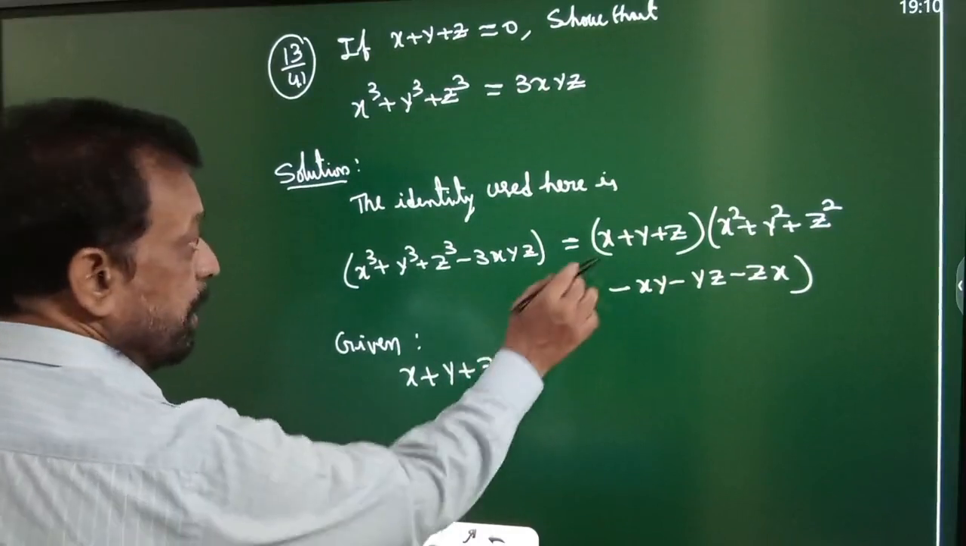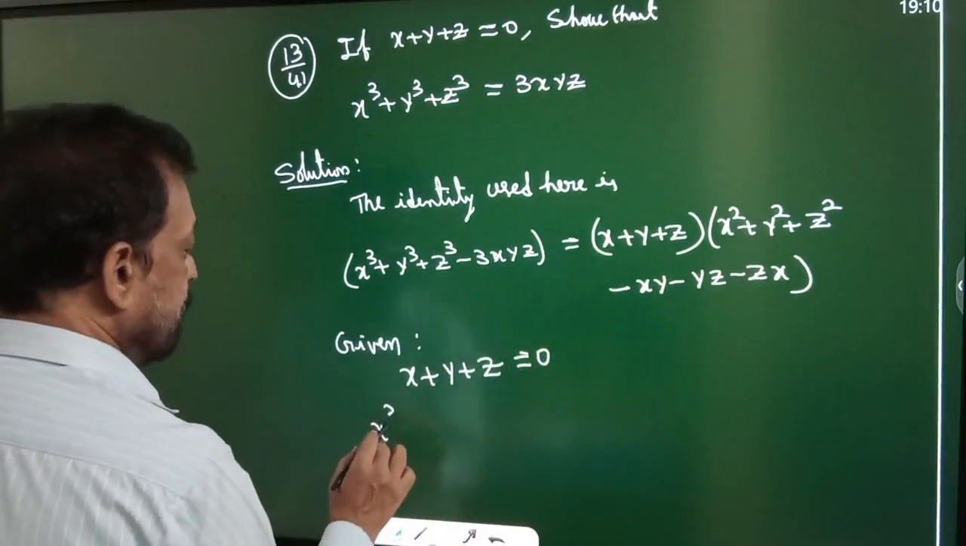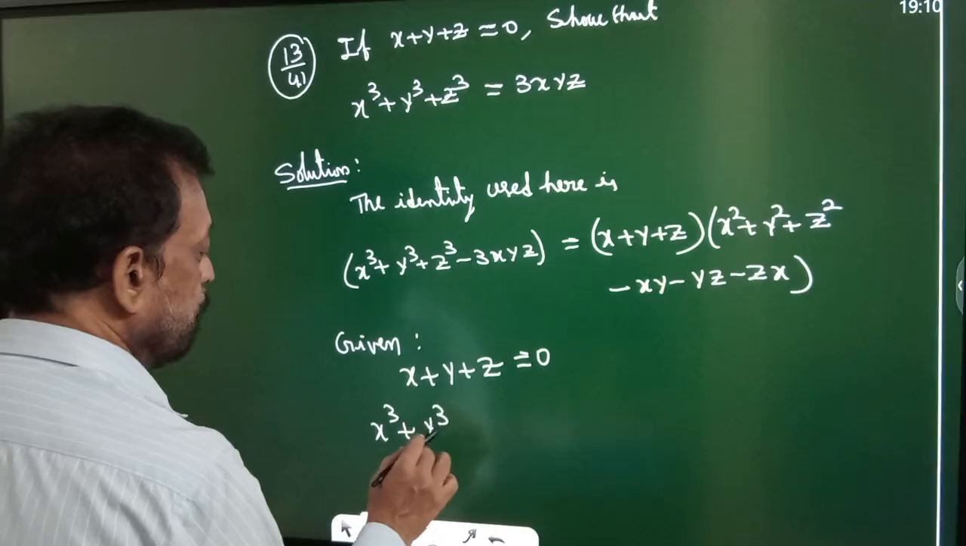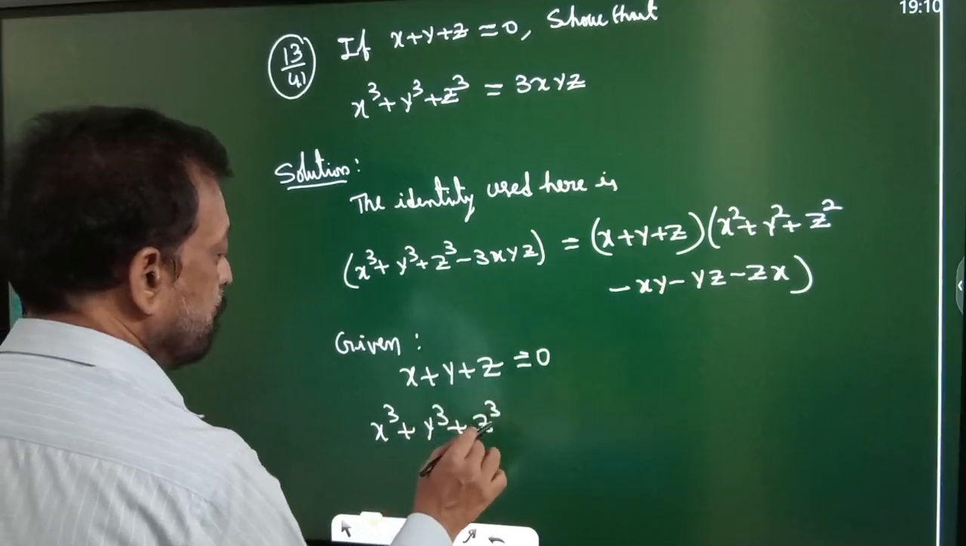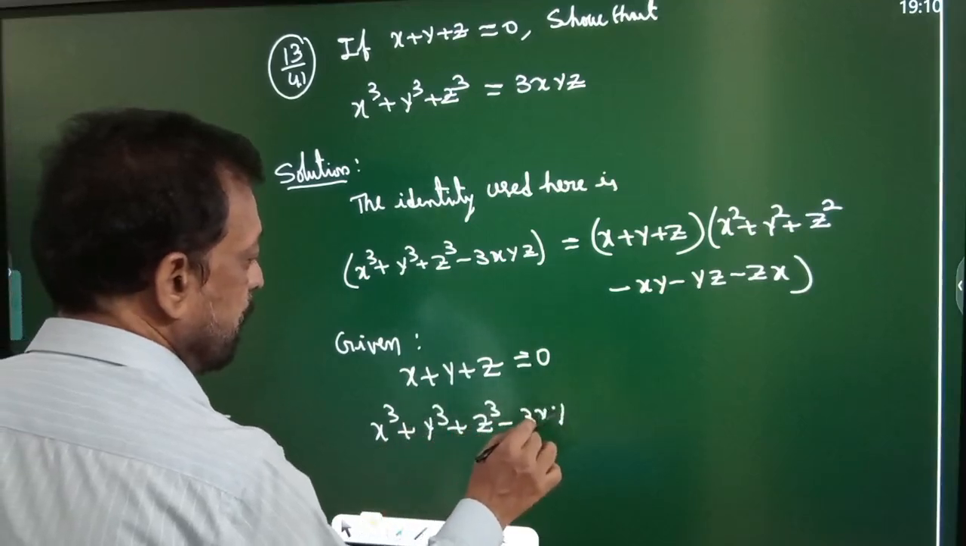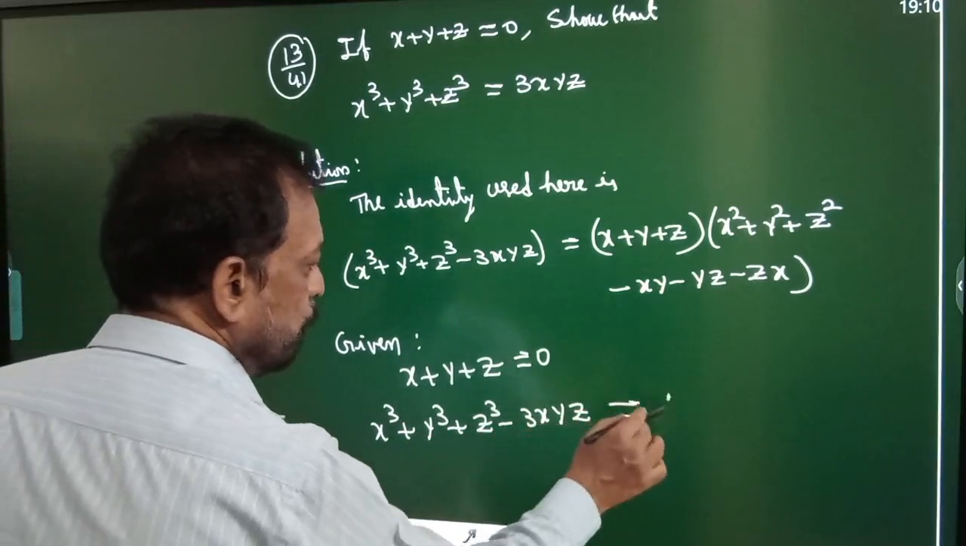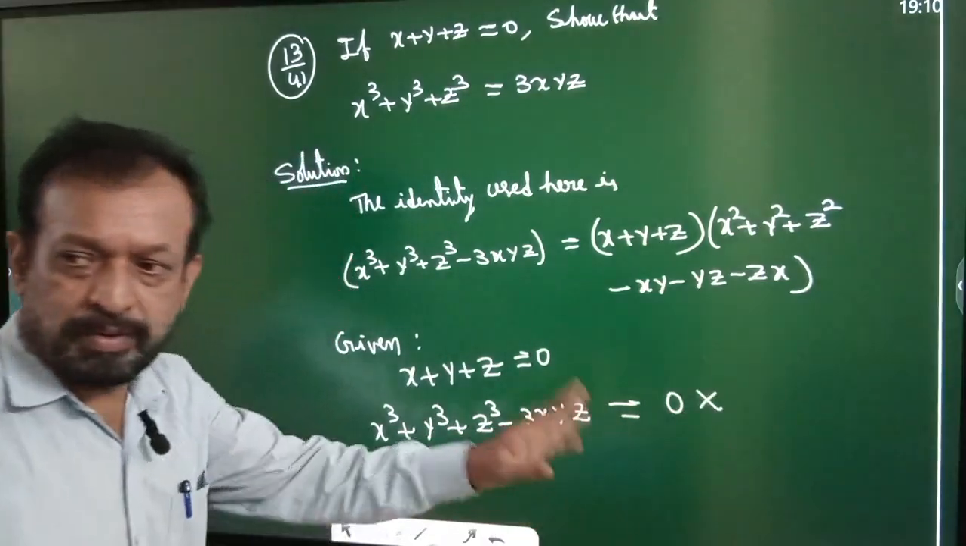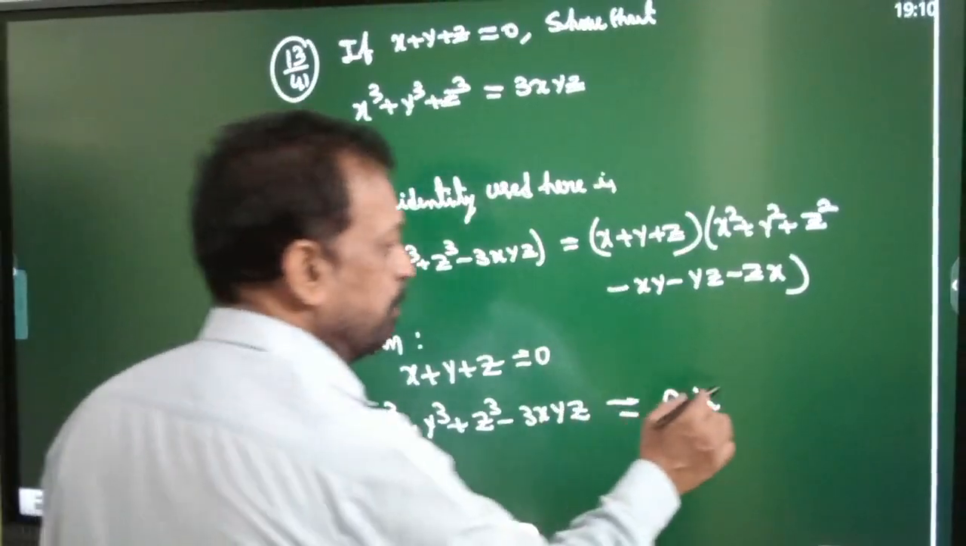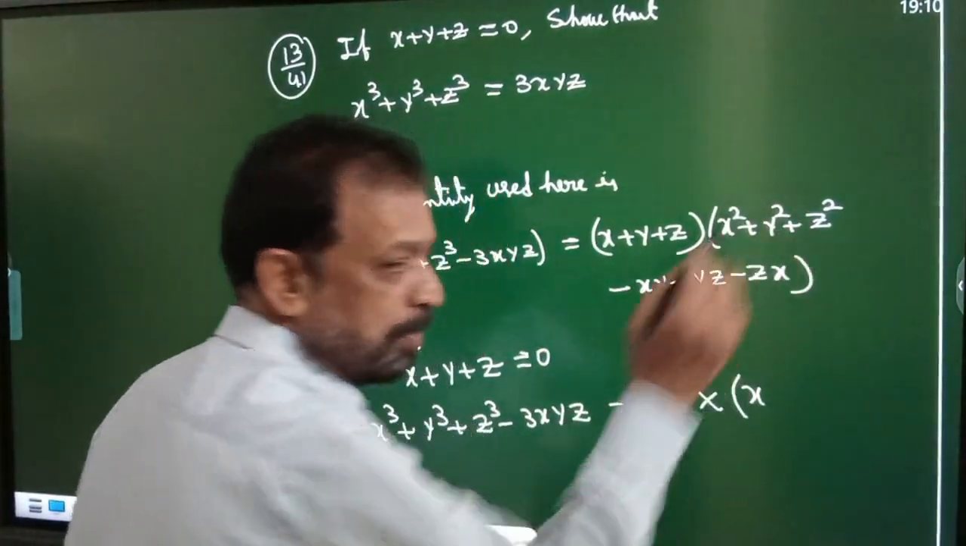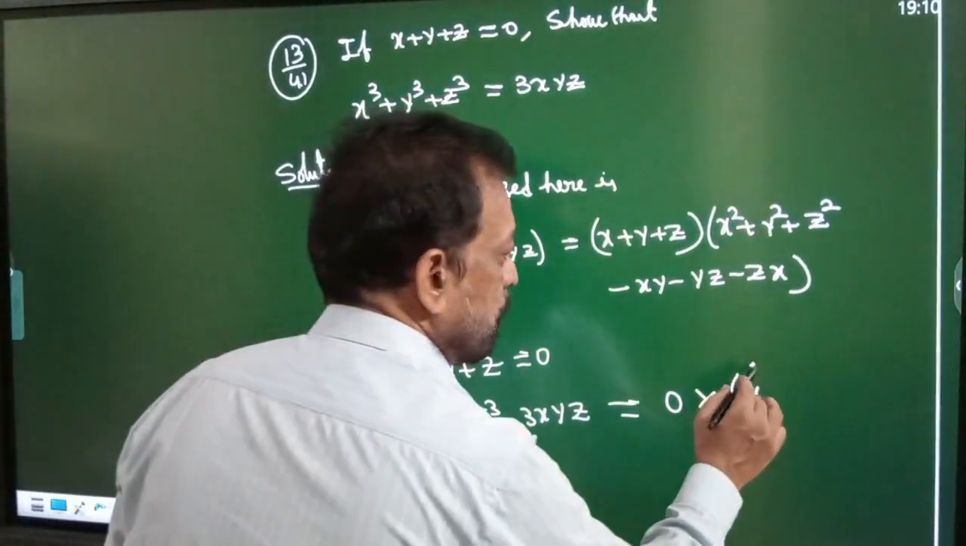Now you could substitute here. What will happen? Therefore, x cube plus y cube plus z cube minus 3xyz is equal to... We cannot write a sentence. You have to write the complete 0 into... You have to write it, then only it will be correct. Don't say 0 immediately. They won't accept it.